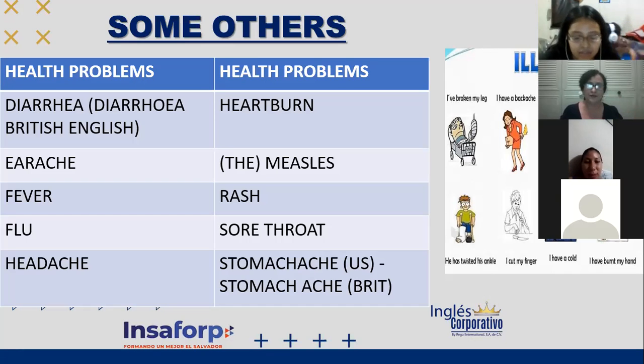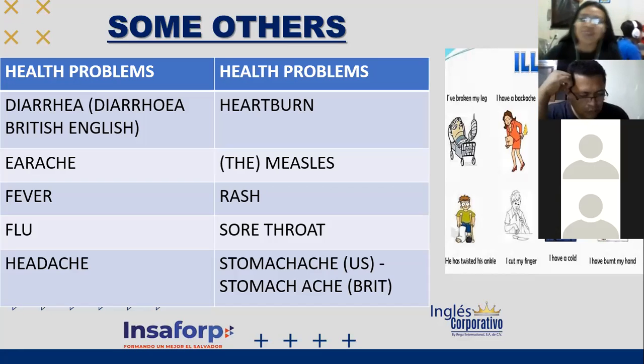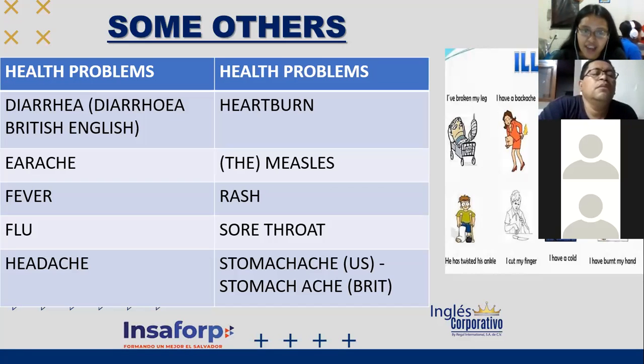Stephanie? Stephanie, Roxana, hello. Here I am. Okay. Sorry. Diarrhea, earache, fever, flu, headache, heartburn, measles, rash, sore throat, stomachache. All right, and the last one? Stomachache. Yeah, thank you. Go away, Eunice. Diarrhea, earache, fever, flu, headache.